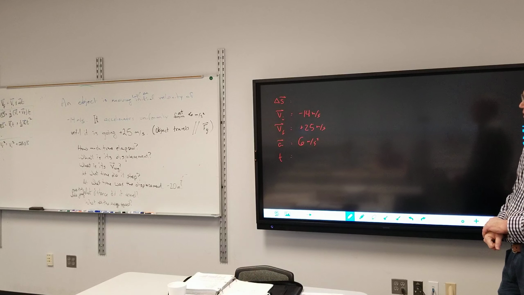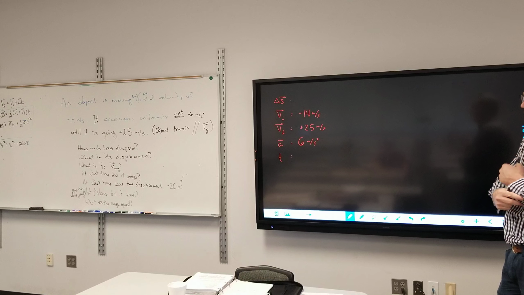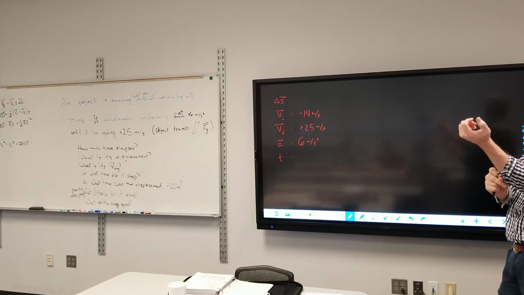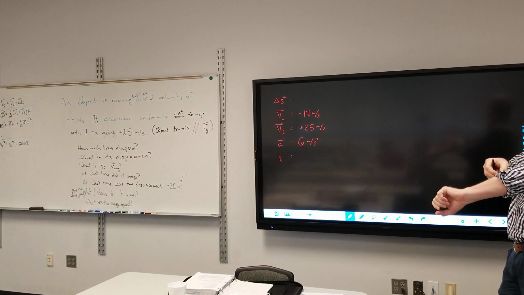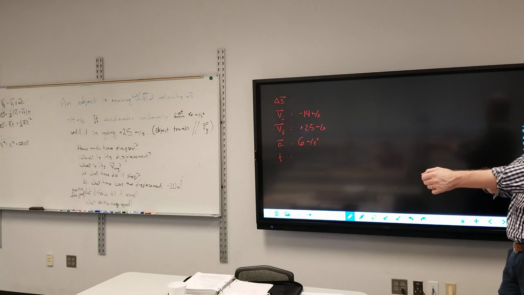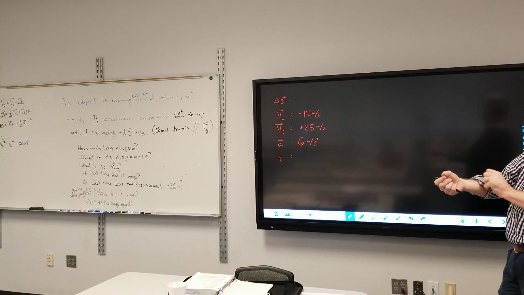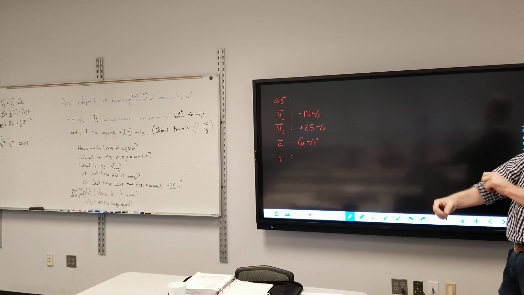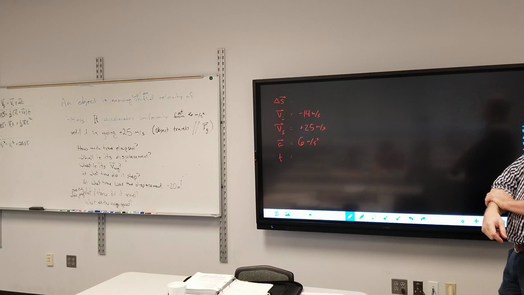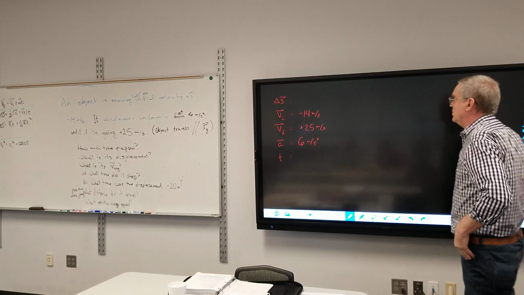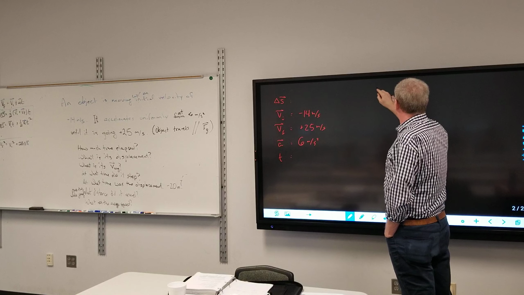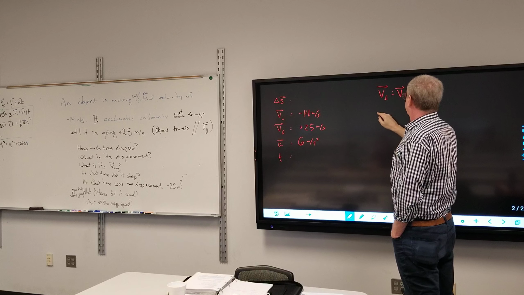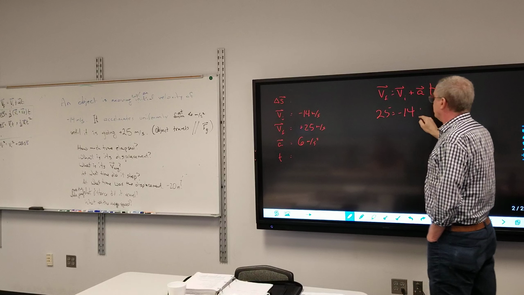And again, the scattershot method is you can plug into every equation and see where you get a single unknown, or just think through which equation is going to be the one to use. The first one, because you have the initial and final velocity and the acceleration. The only other variable in that equation is time, and we're looking for time. Sounds good. All right, so we have VF equals VI plus AT. So we're left with 25 equals -14 plus 6t.